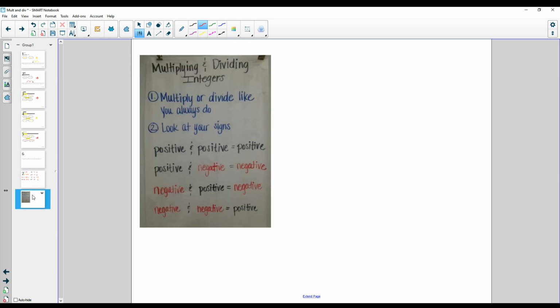So here's an anchor chart that goes over what I'm saying. If you're multiplying two positive numbers, it's positive. If you're multiplying a positive times a negative, you'll get a negative because a negative means you do the opposite of a positive, which is negative. If you have a negative and a positive, the answer will be negative. Why? Because a negative means you do the opposite. Opposite of a positive is a negative. Then here it says negative and negative equals positive. Why, you may say? Because the opposite of a negative is a positive.